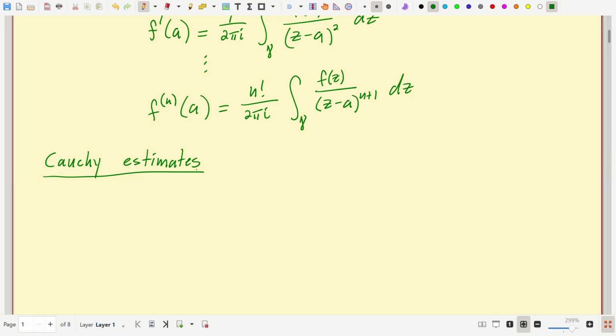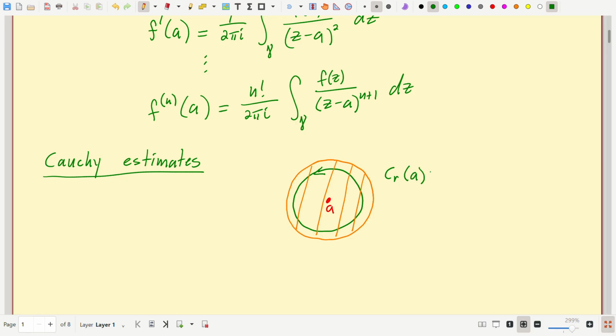And it's when you apply this formula in a special situation, namely on a disk. So I'd have f that's analytic on a slightly bigger open set containing a disk. And so that's going to be a circle of radius r about the point A. So this is going to be a circle about the point A in the counterclockwise sense. And I'm going to apply the Cauchy estimates at that point, the center.